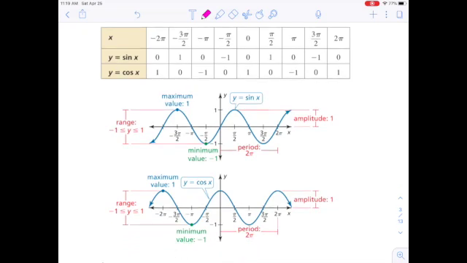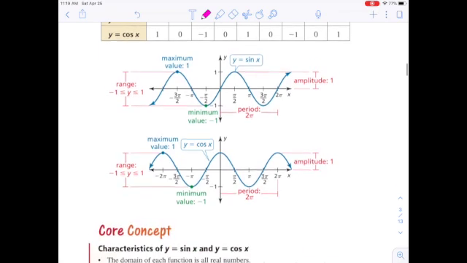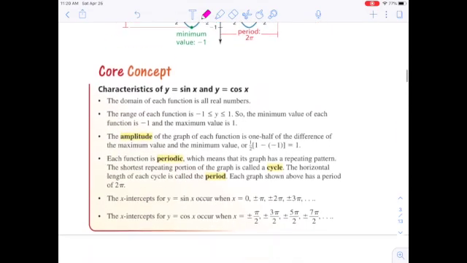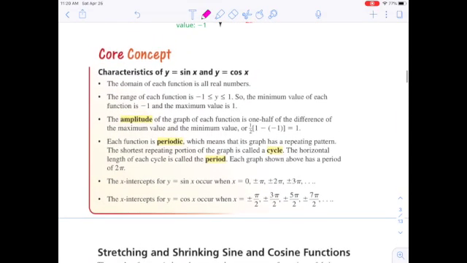And that pretty much wraps it up. So your period for cosine is still 2 pi. From 0 all the way to 2 pi is the length of one cycle. And this little core concept outlines everything for you.